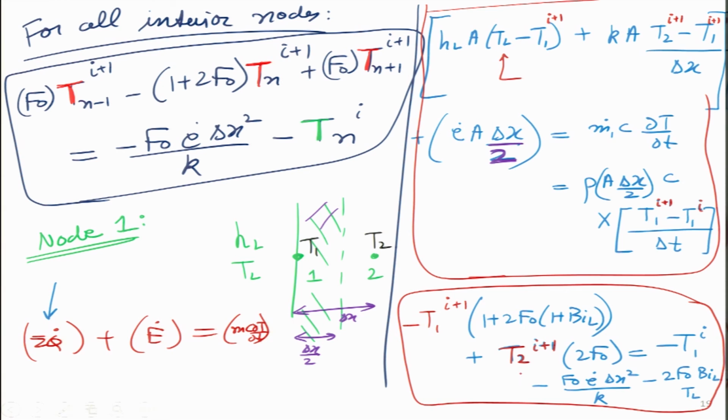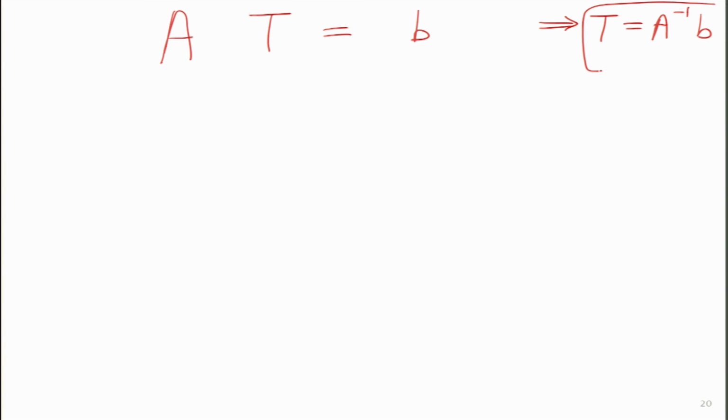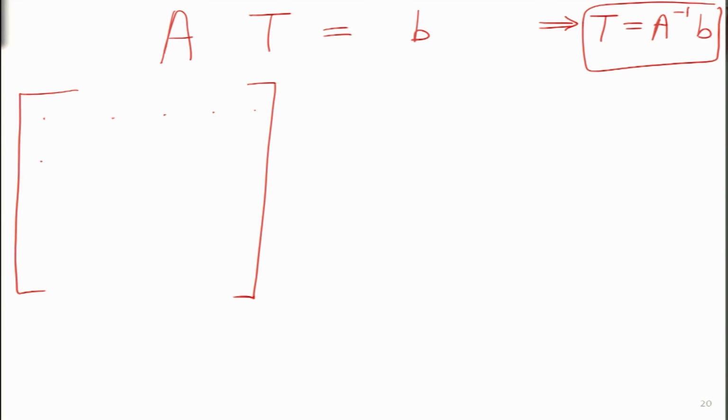Node 5 I won't do because we are a little bit short on time, and I will go ahead and write that particular matrix once again. So, the same thing we will obtain over here, a big matrix A T equals B, which will give us T equals A inverse B. I will leave it as an exercise to the student how to write the A matrix over here. Again, just make 5 points over here, then a 5 by 5 matrix we can create.